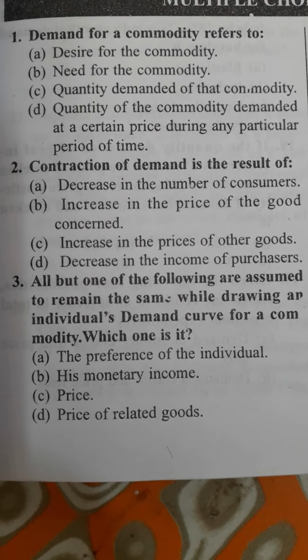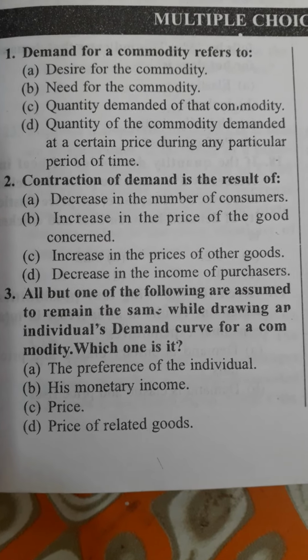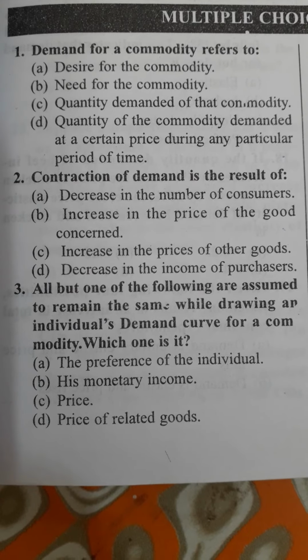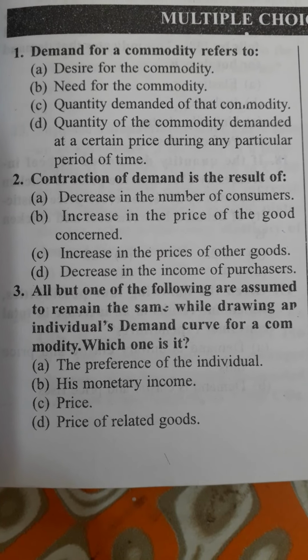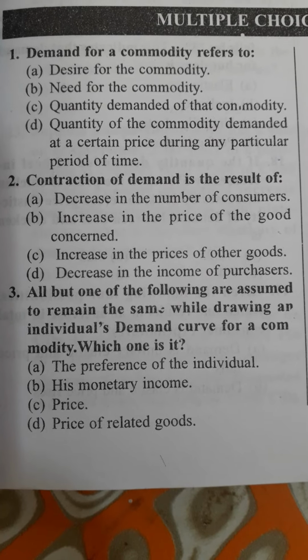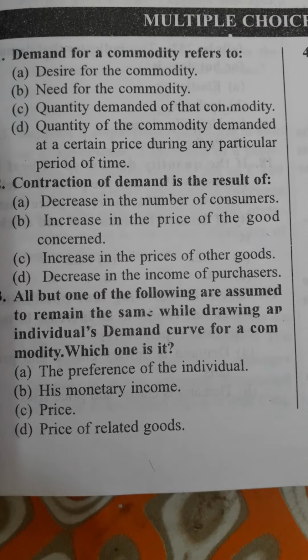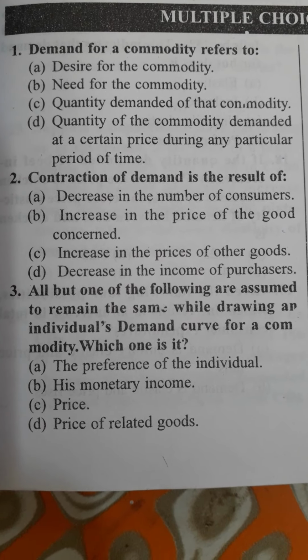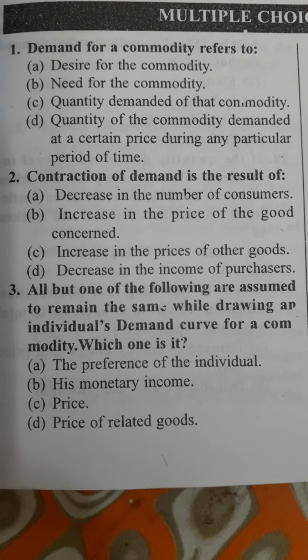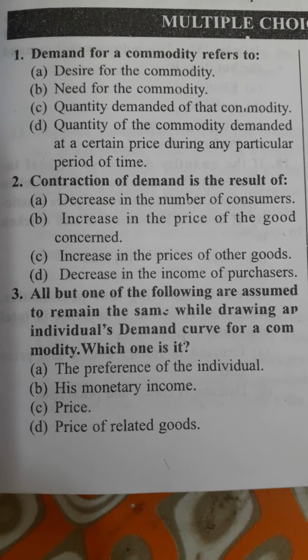So this option D seems to be the best option to be chosen, because this covers a wider meaning of the demand rather than any other. And those first three options are not complete. Desire for the commodity, okay, that's not the definition of complete demand. It is only desire, that's in the layman's language. Demand refers to the desire and the need for the commodity, and quantity demanded of that commodity.